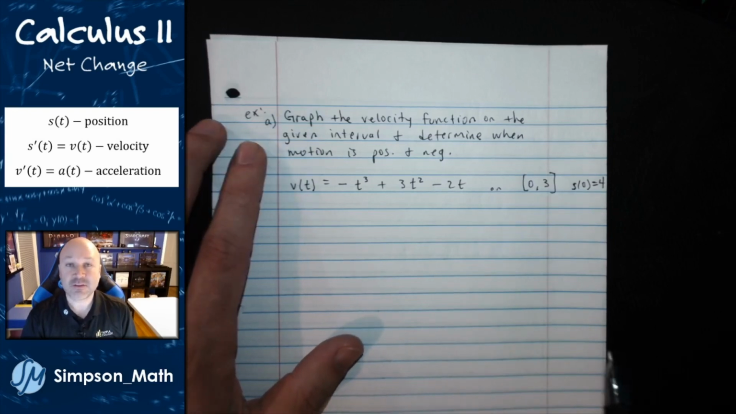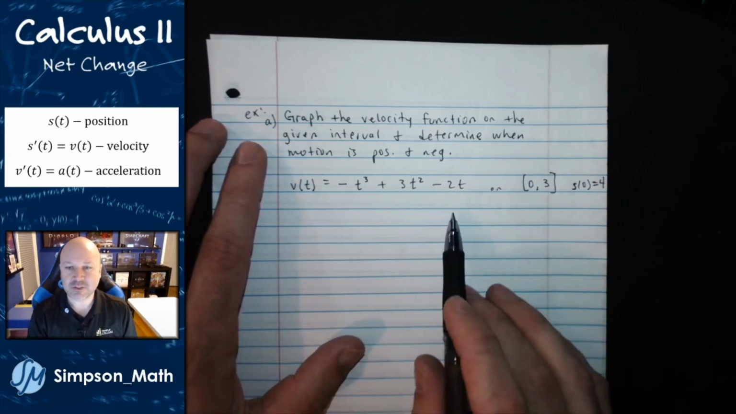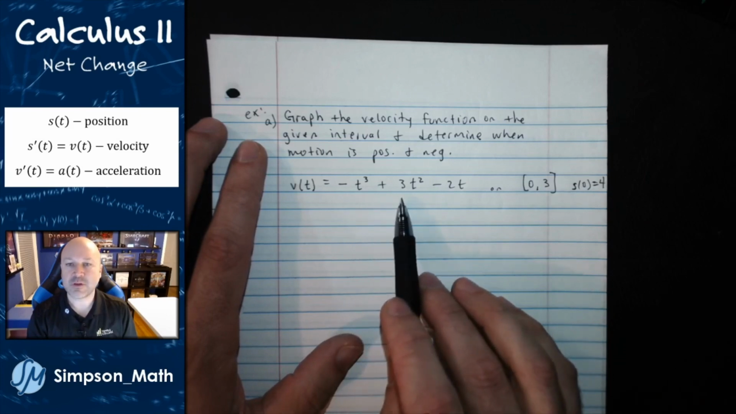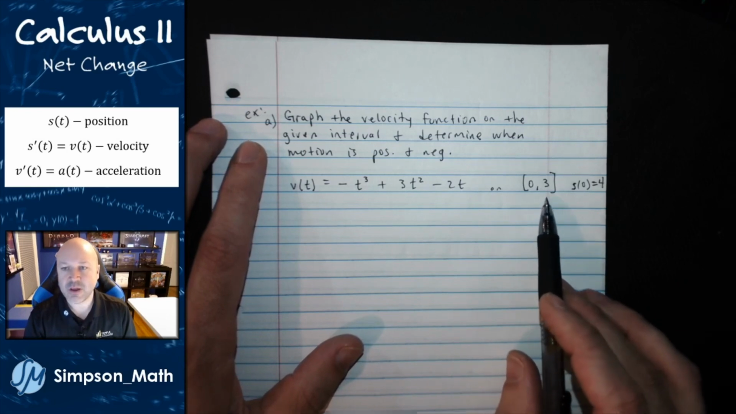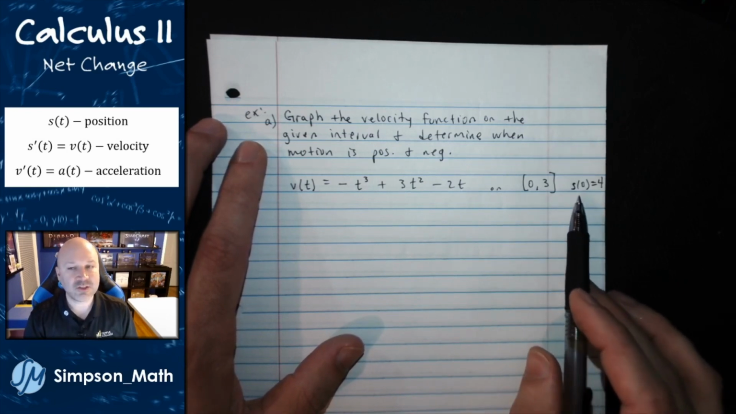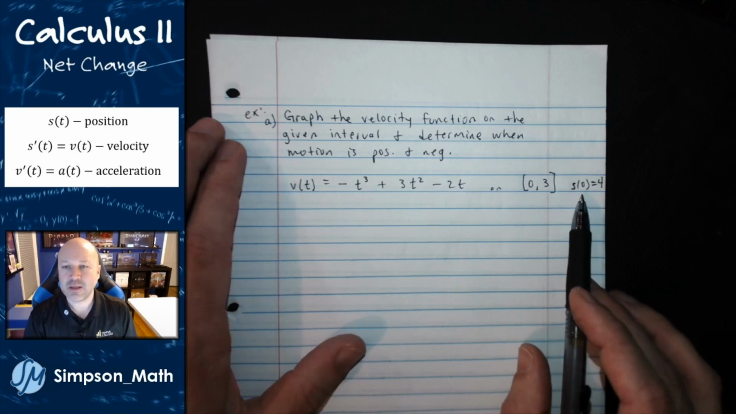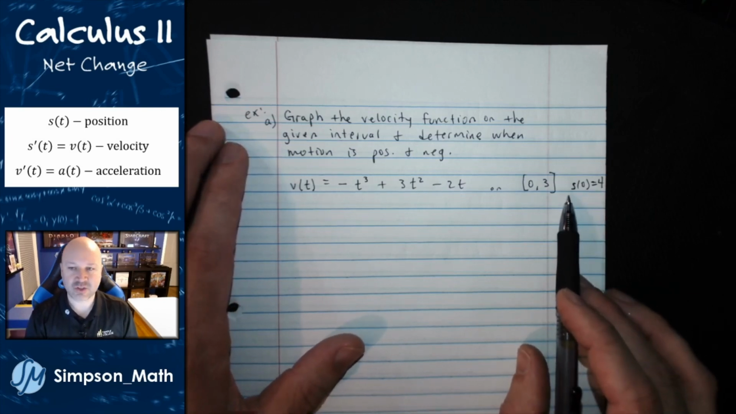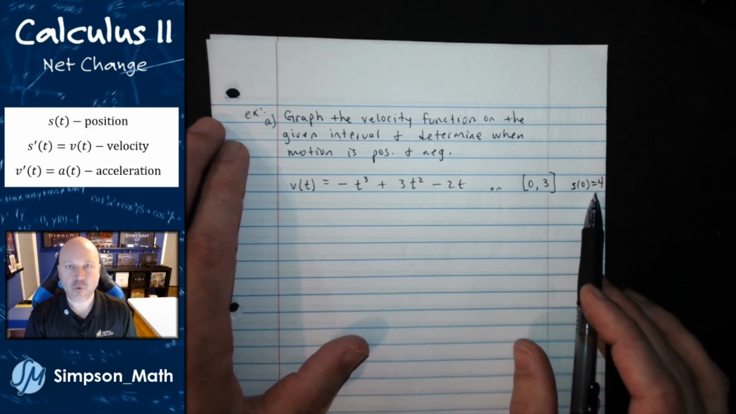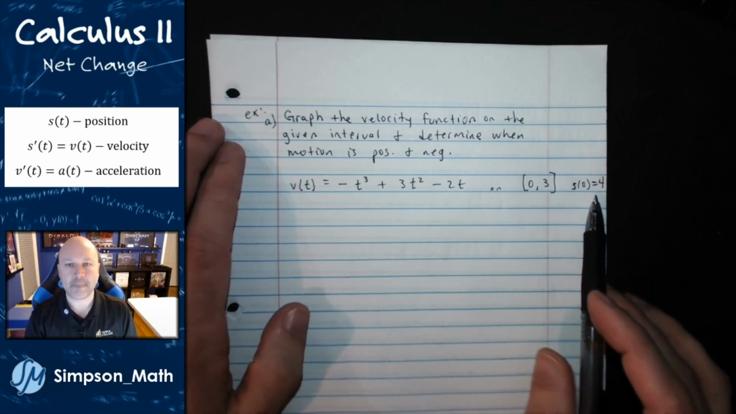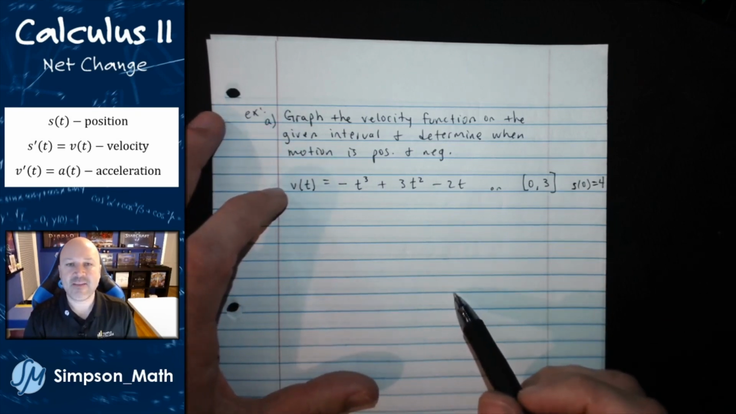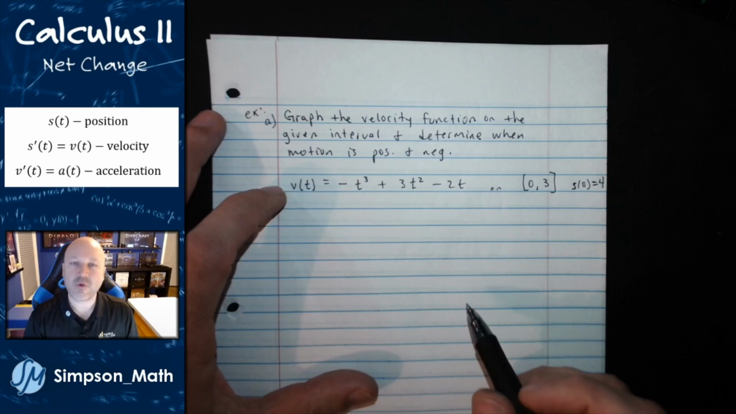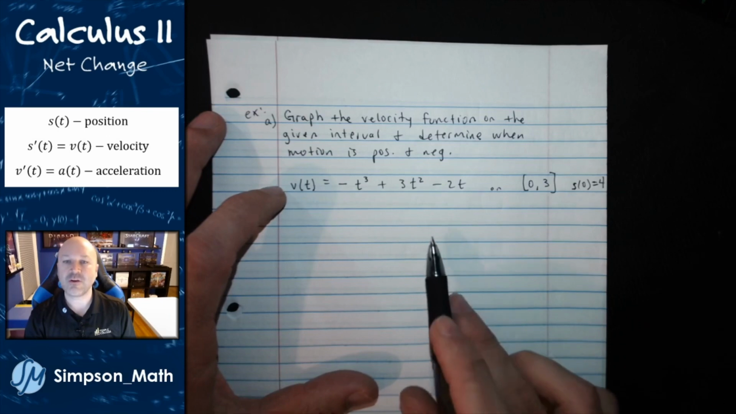Our next example starts off the same. They've given us a velocity function, negative t cubed plus 3t squared minus 2t. They've given us an interval from 0 to 3, and they've given us an initial position. So when I plug in 0 to the position function, I'm starting at a 4 position. Okay. But part A simply says graph this velocity function, and then based off the graph, was the object moving in a positive direction or a negative direction? So I need to graph this cubic.